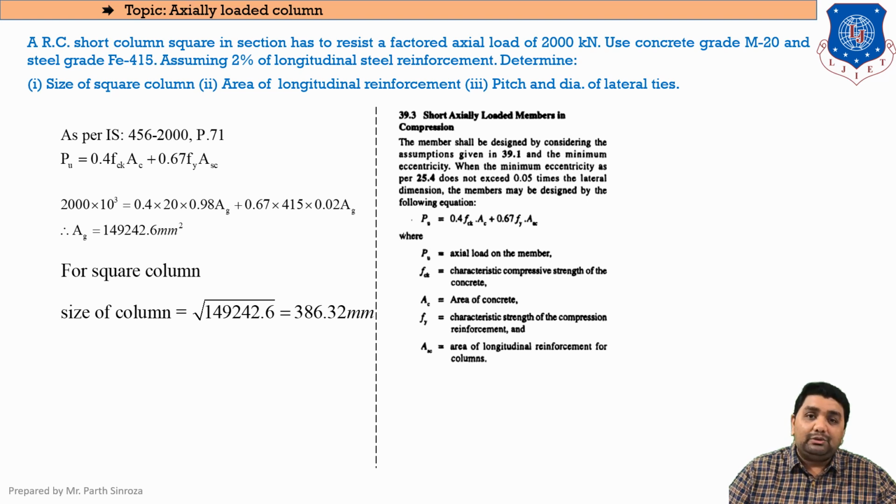Clear? So as you know, the square is either b cross b or d cross d. That means the dimension in the x-axis and the dimension in the y-axis will always be the same. So we just need to take the square root of this value. After square rooting this value, we will get the size of the dimension, that is the width, or you can say breadth. So the size of column comes out to be 386.32 mm.